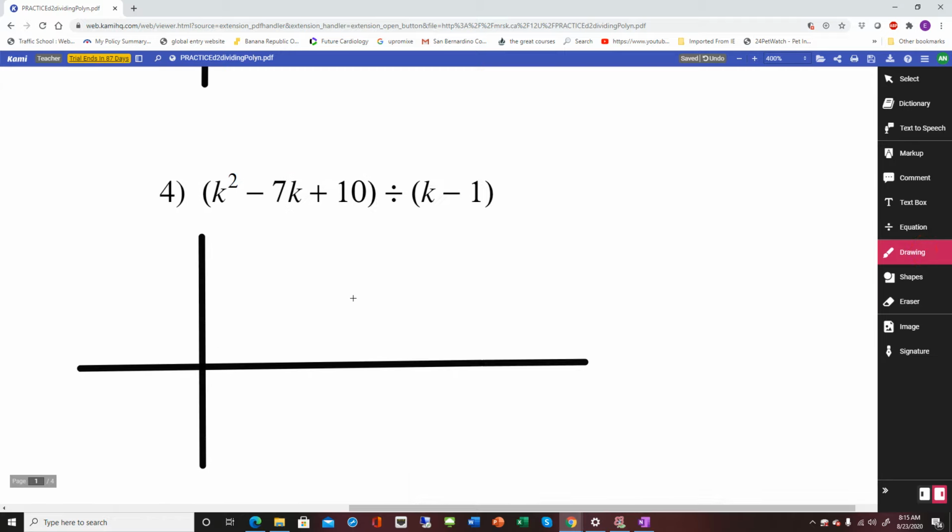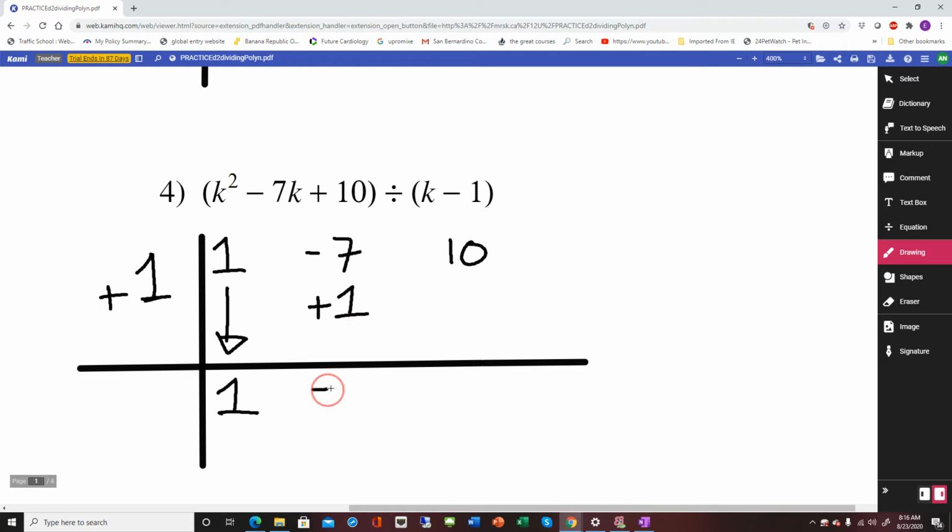So I'm going to put a +1 here. Then I put my coefficient, so 1, -7, 10. Bring this down. So I still get a 1. 1 times 1 is, of course, 1. I add, I get -6. -6 times 1 is -6. 10 minus 6 is +4.